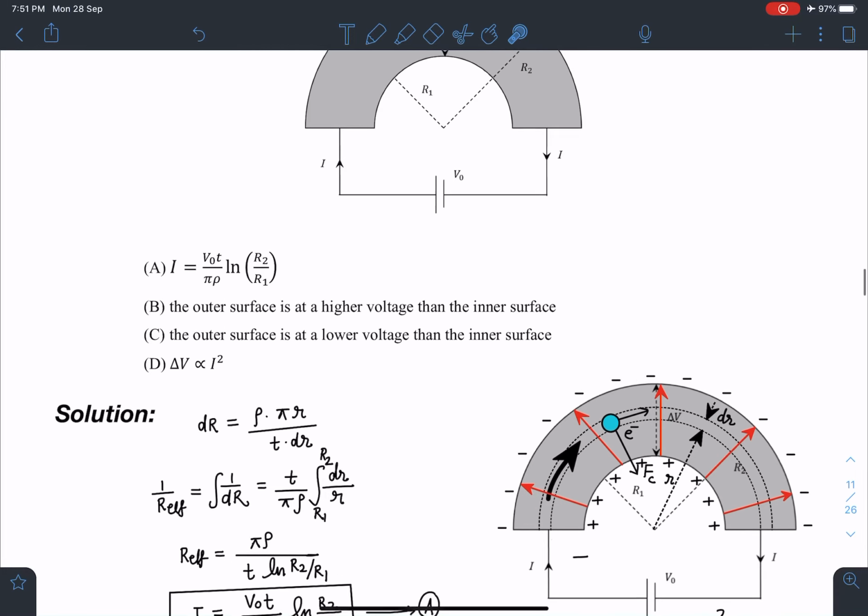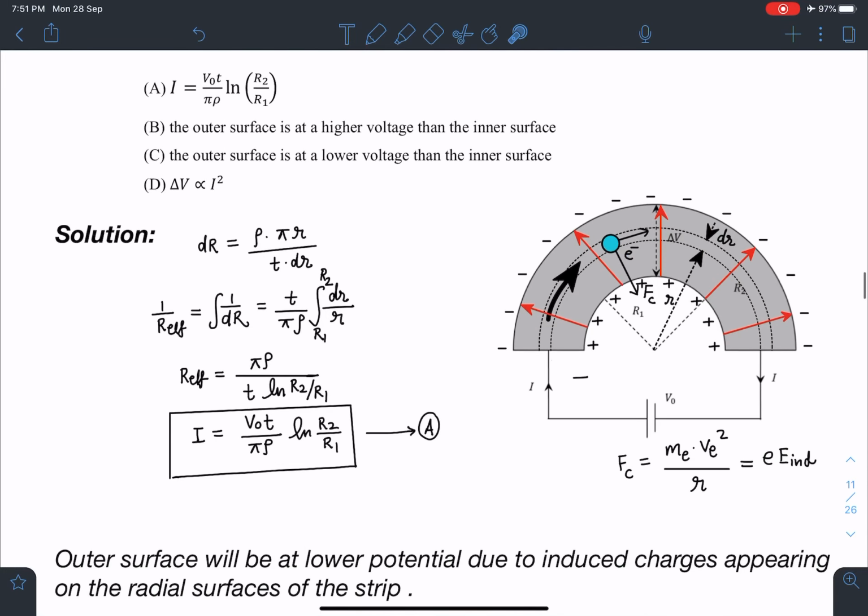So what happens here is, in this strip, as we are connecting this battery, current starts flowing in this circular manner. So I can easily calculate the total current. If you see in option 1, total current has been calculated. So definitely V naught by effective resistance of this strip they are asking. So I'll be taking a ring of radius r and thickness dr, and into the plane that thickness is t. So I can write dR is equal to rho L.